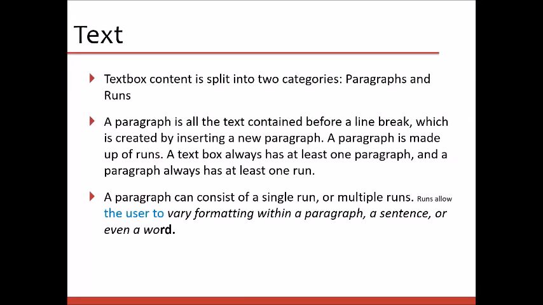And text is a little bit more complicated. So what populates the text box is in two categories, a paragraph and a run. A paragraph is all the text contained before a line break. So each of these bullets is a single paragraph. And a paragraph is always composed of at least one run, and a run is just a chunk of words. So as you can see in my very beautiful last bullet, you can create as many runs in a paragraph as you want, and you use it to split up how you're formatting the text. So you can vary the font size and the color and whether it's italicized or bolded.